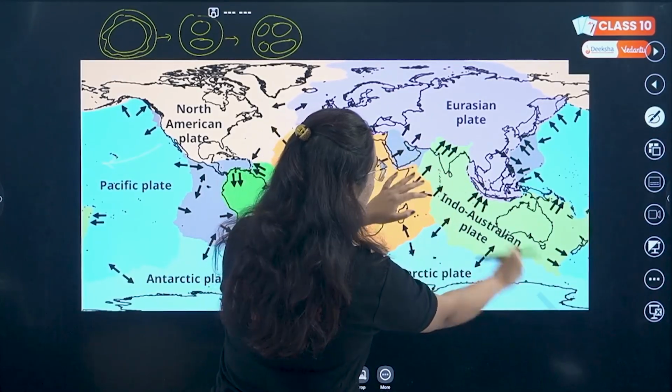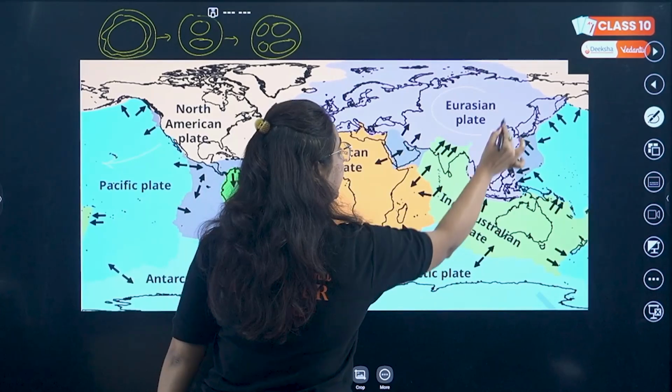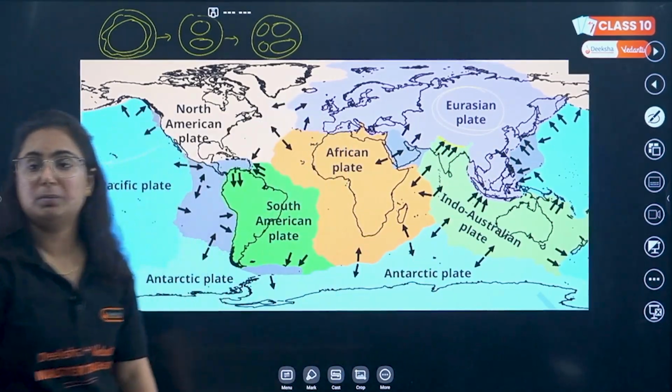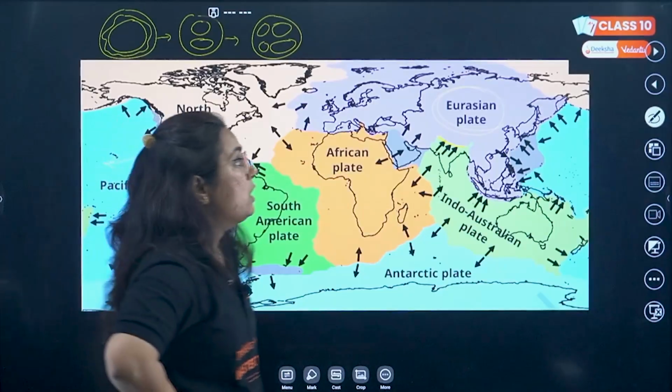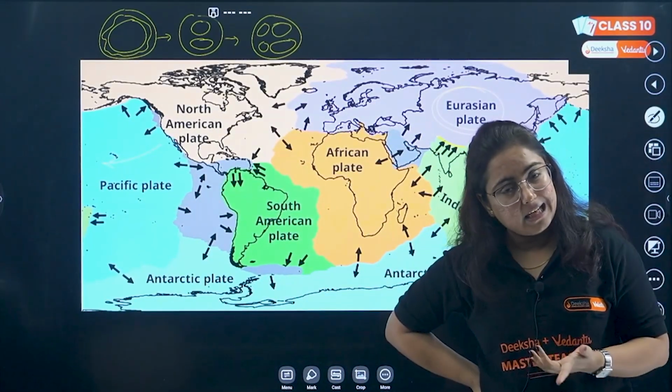Australia moved southward and India moved northward, collided with the Eurasian plate, forming the Himalayan mountains. Forming what, beta? The Himalayan mountains, which are an example of the great fold mountains. Clear with this?